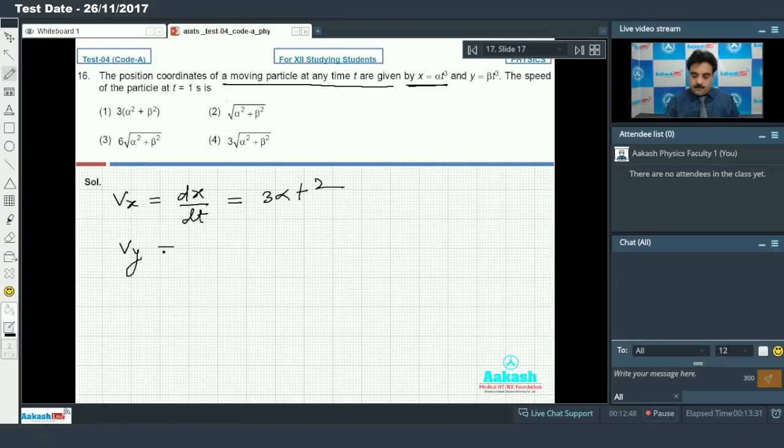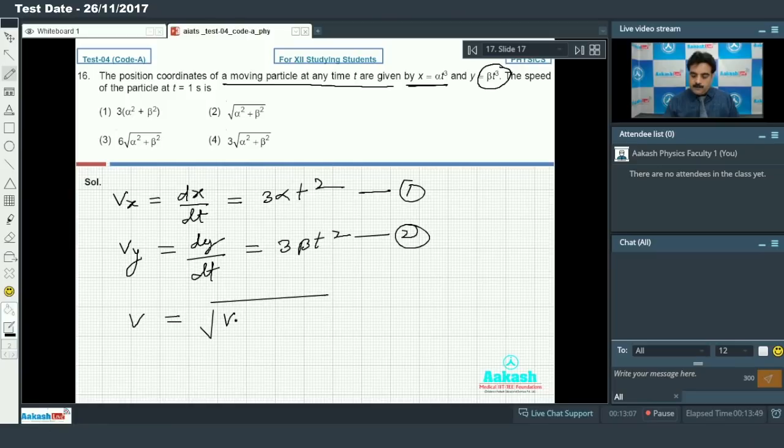Similarly, if I go along the y-axis, dy over dt. When I differentiate beta t cube, we'll get 3 beta t square. This is my equation number 1 and this is my equation number 2. So if I go for the resultant speed, we'll write the square root of vx square plus vy square. We all know this relation. Vx is 3 alpha t square, vy is 3 beta t square.